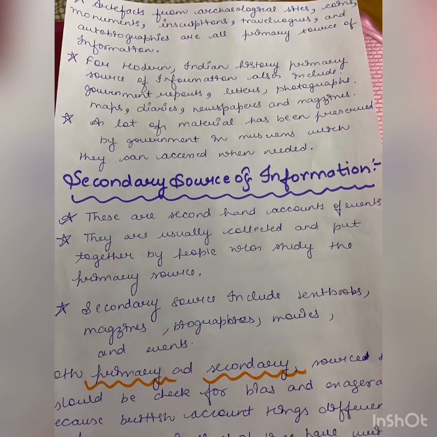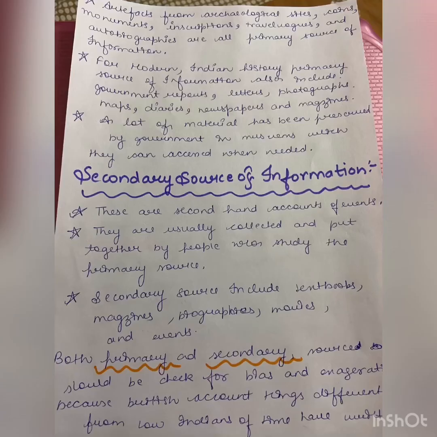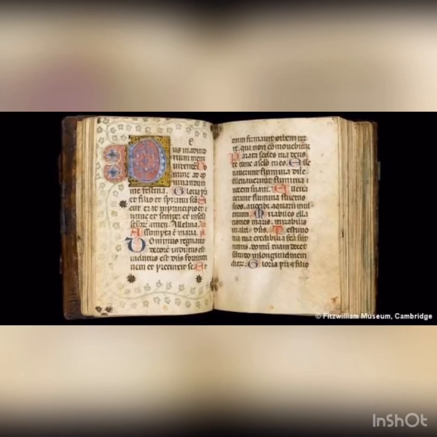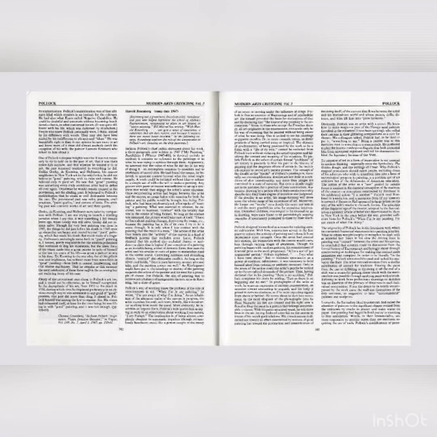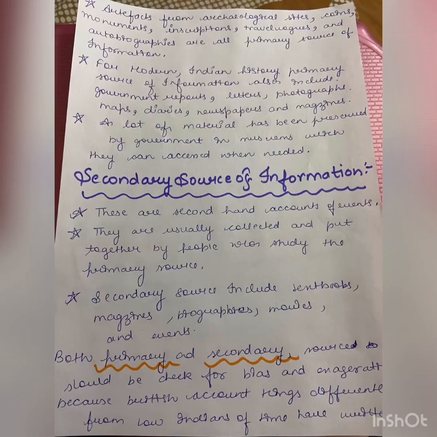Now we'll start our next topic, that is secondary sources of information. These are second-hand accounts of events. They are usually collected and put together by people who study the primary sources for future generations. Secondary sources include textbooks, magazines, biographies, movies, and events.